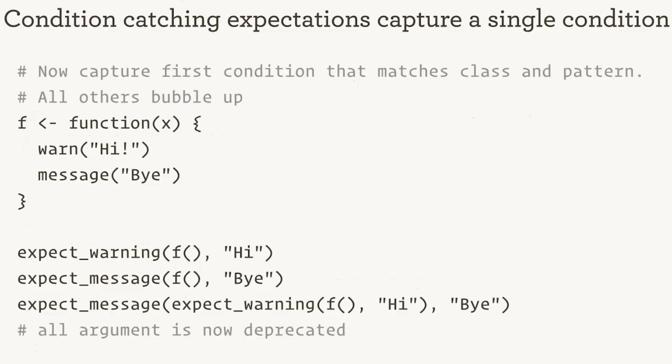Okay, so that also means if you're one of the 10 people in the world who use the all arguments, so expect warning, expect message, that's now deprecated. You have to take a slightly different approach, but I'm pretty confident it's a much nicer API overall and shouldn't change existing behavior too much.